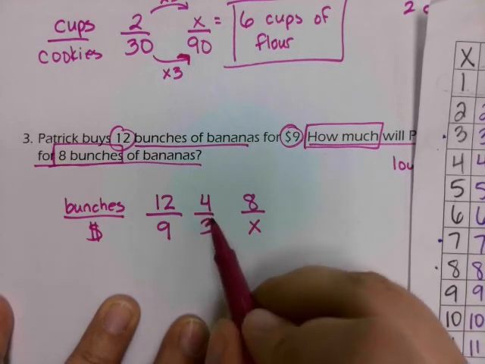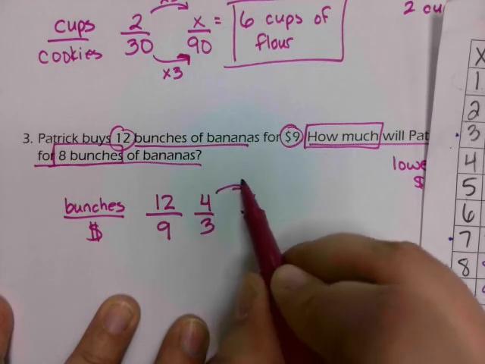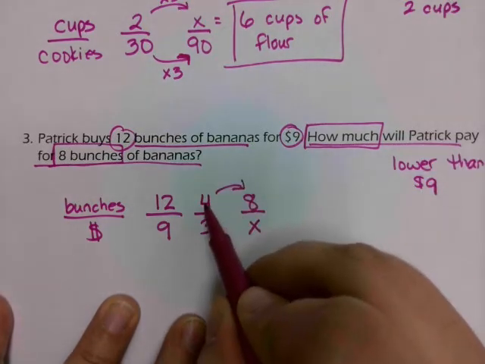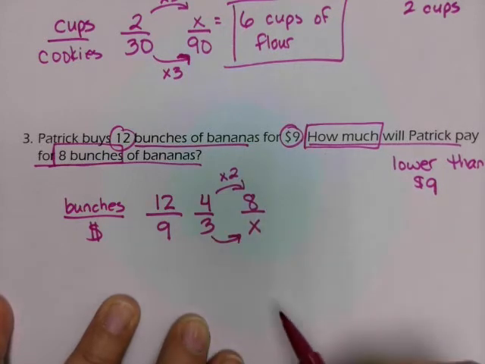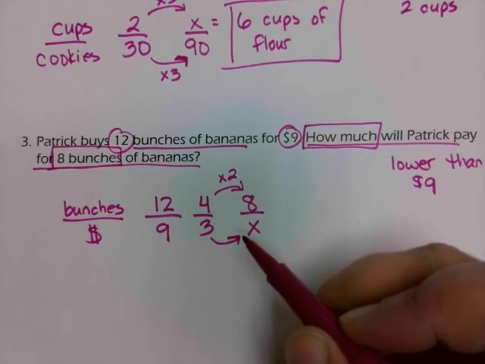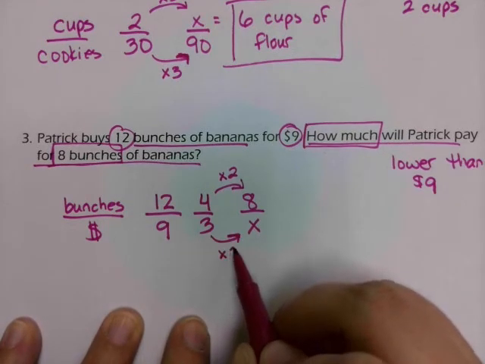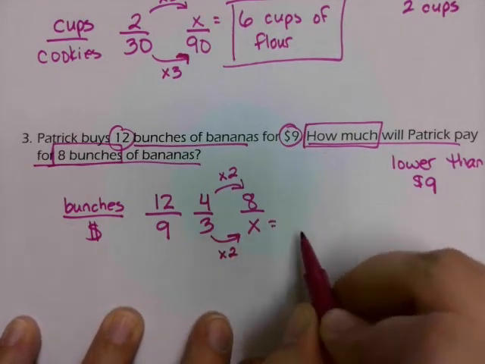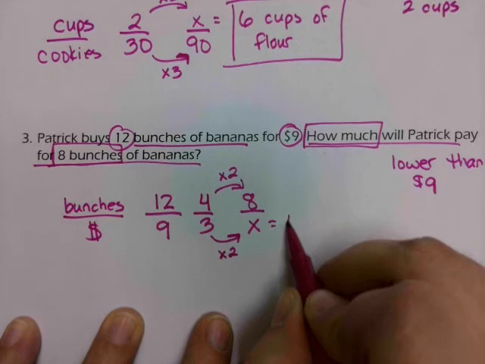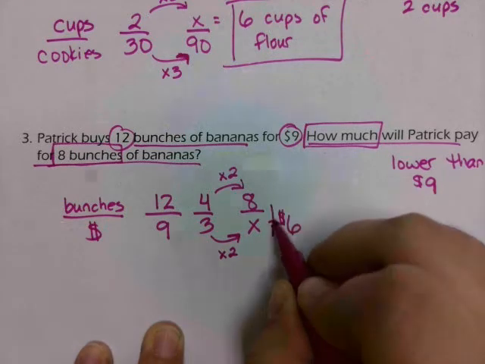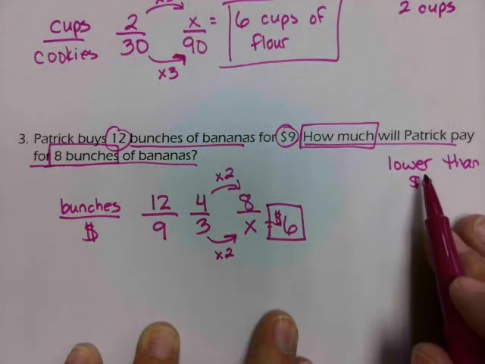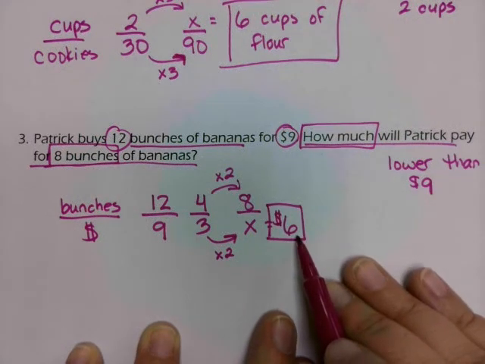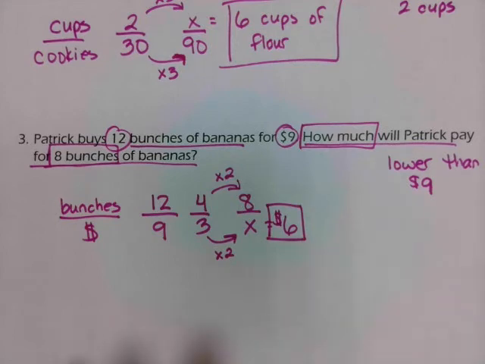All right, once we simplify it to 4/3, now we have a relationship going here. I can get from 4 to 8 by multiplying by 2. So to keep it equivalent, I do the same thing at the bottom. 3 times 2 will get me my answer of 6, and this was $6. And again, that matches what we said earlier. We had to have a value that was lower than $9. $6 definitely is that.